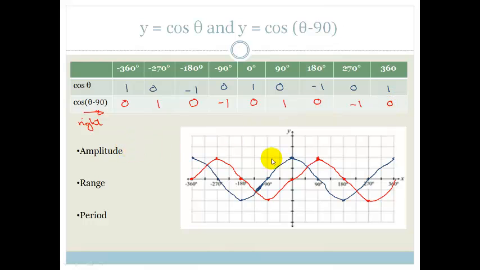So let's have a look at this. Do you see that the amplitude of both these graphs hasn't changed?